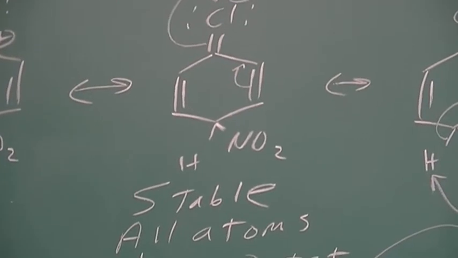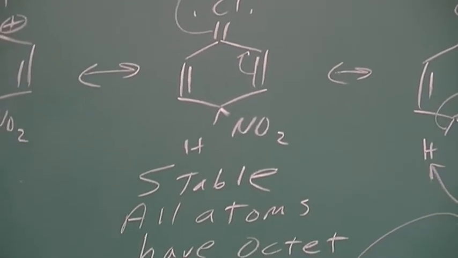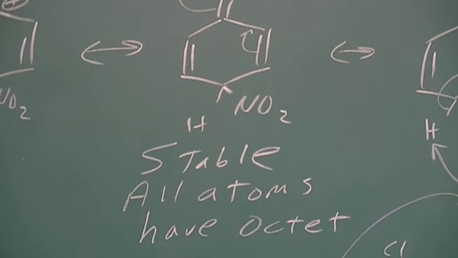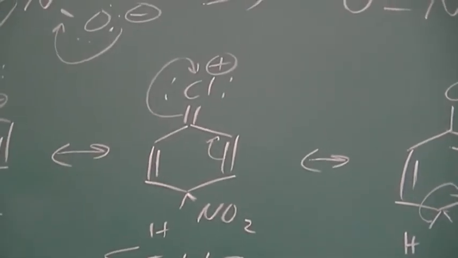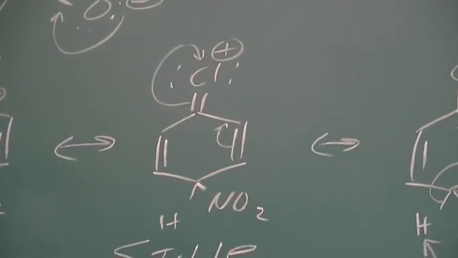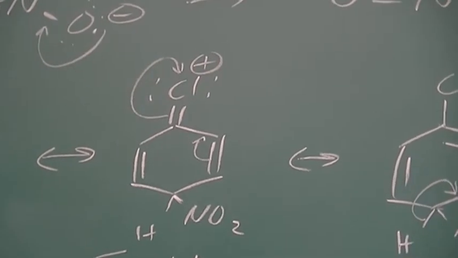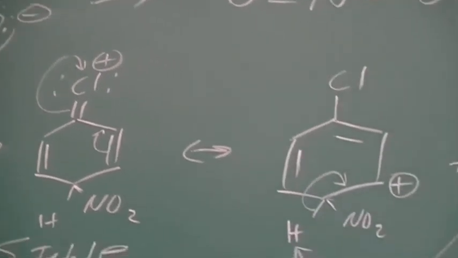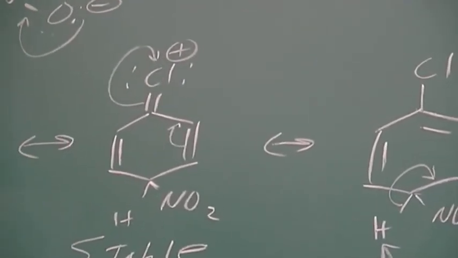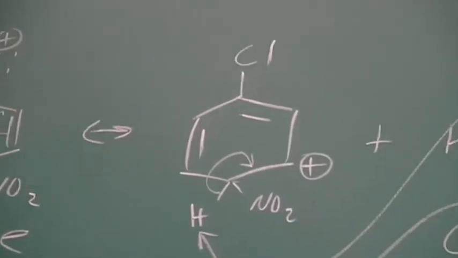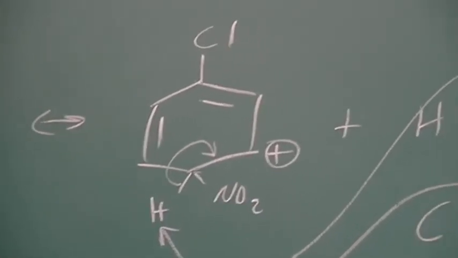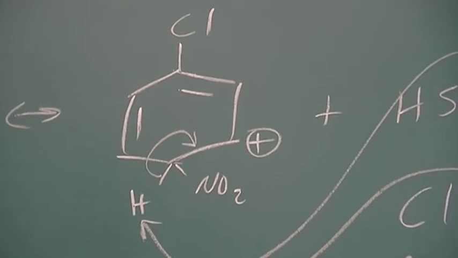Alright, and this is a very stable cation because all the atoms have an octet. Every carbon has 4 bonds, and the chlorine there has an octet as well. Then the electrons can go up onto the chlorine and put the positive charge again adjacent to the NO2 group.